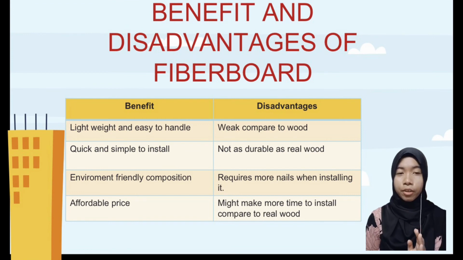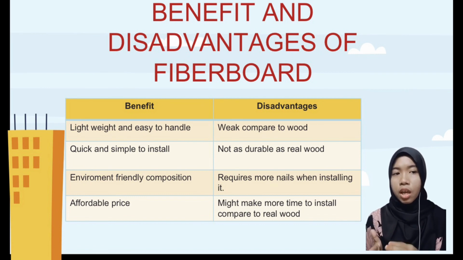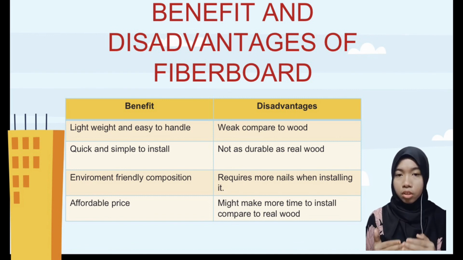Benefits of fiberboard are lightweight and easy to handle, quick and simple to install, environment friendly composition, and affordable price. And the disadvantages of fiberboard are it is weak compared to wood, not as durable as real wood, requires more nails when installing it, and it might take more time to install compared to real wood.